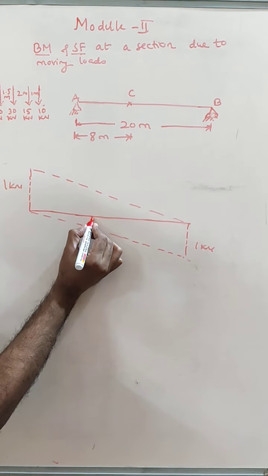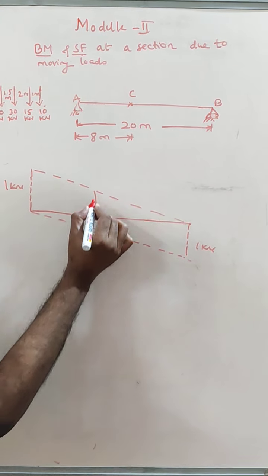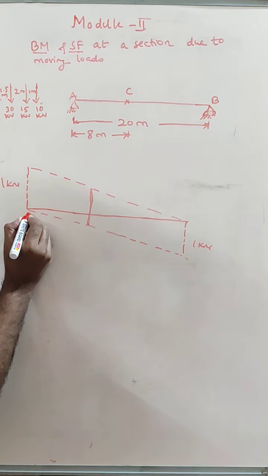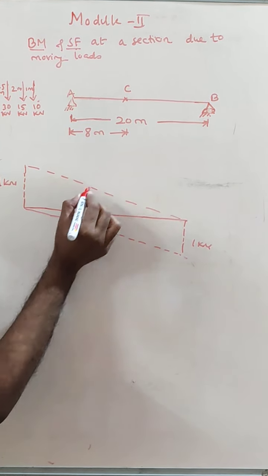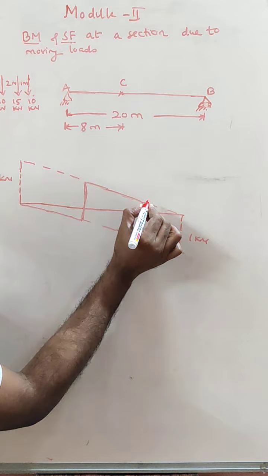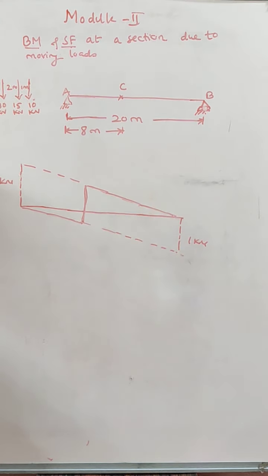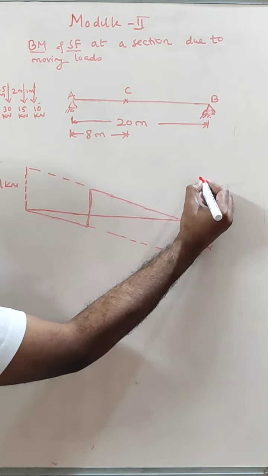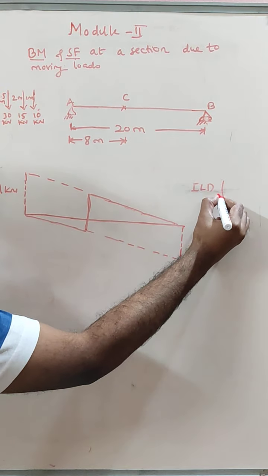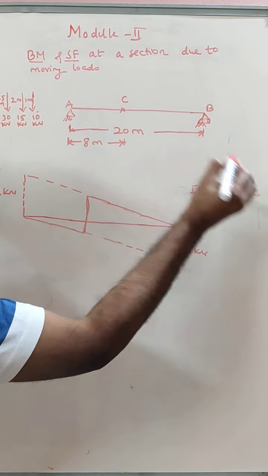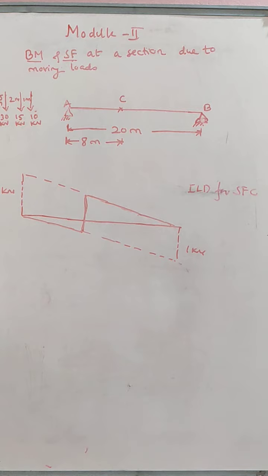And at C, this is section C, cut here, and darken this lower line and this upper line. So this is your influence line diagram for shear force at C, which you are familiar with. You have done it in the first module.